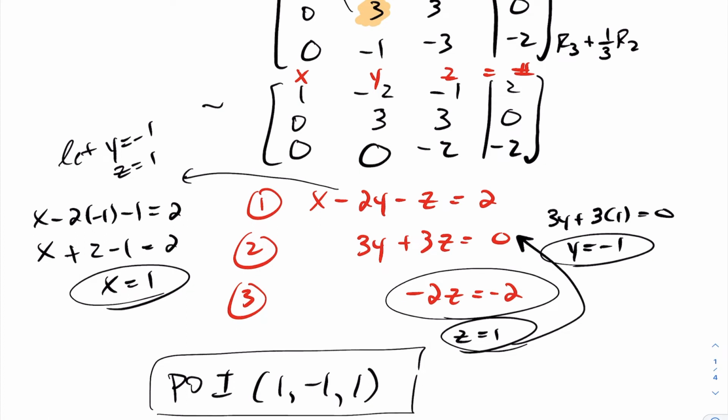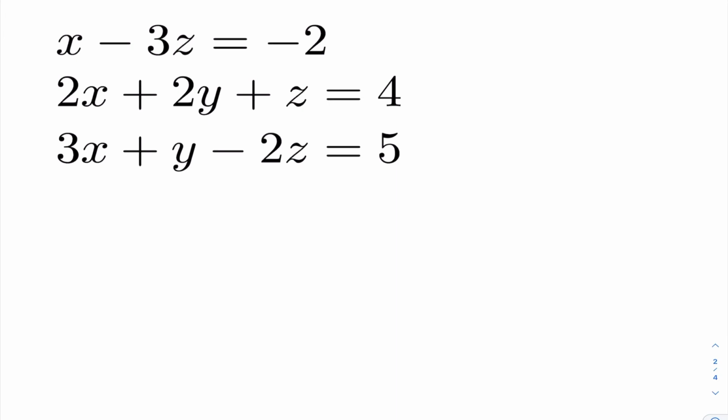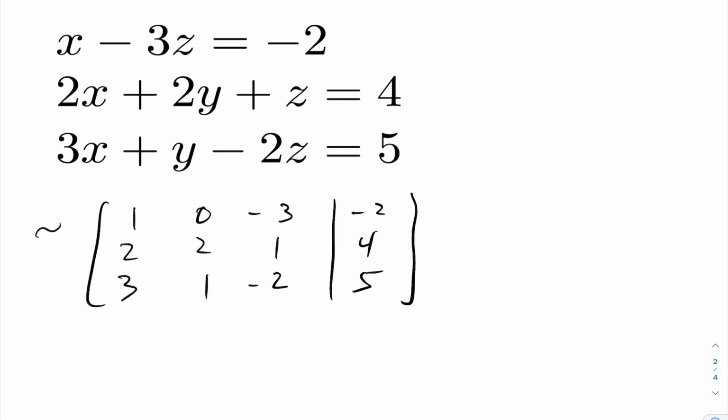Let's take a look at another example. In the next example here, the same idea, we want to convert this to a matrix. So doing so, we get the following. You'll notice here that I put a 0 in this entry here. That's because for our first equation, there is no y variable, so the coefficient in front must be 0.